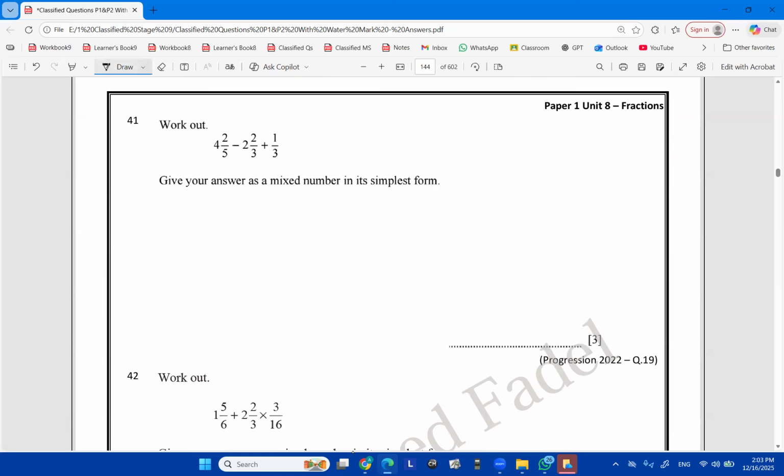Work out this. I have to convert them first into improper fractions. 5 times 4 is 20 and 2 is 22 over 5, minus 3 times 2 is 6 and 2 is 8 over 3, plus 1 over 3. Order of operations, Mr. Ho, I have only addition and subtraction.